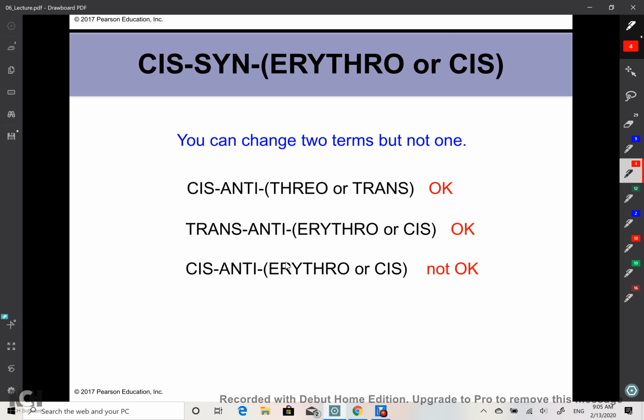You can change two terms but not one. A cis anti will give you a threo, or a trans. Remember, this is a cis, it is an anti-addition, so it will give you a threo. A trans in an anti-addition will give you an erythro.